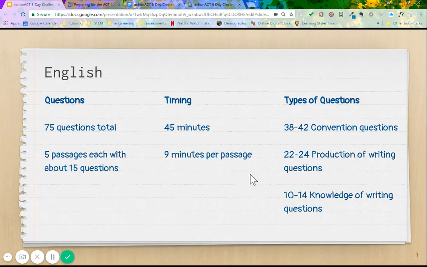So the first section is English. And this is where, if you want to take some notes on the worksheet, you have 75 questions total, and you have 45 minutes. Okay, the way it's broken down is you have 5 passages, each with about 15 questions. And timing-wise, if you have 5 passages and 45 minutes, that gives you about 9 minutes per passage.